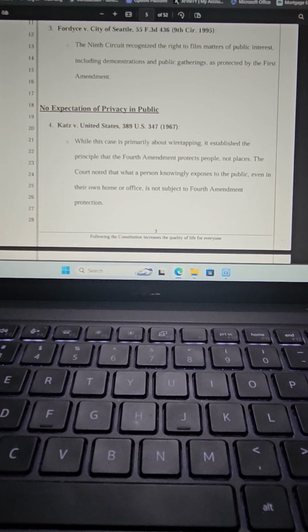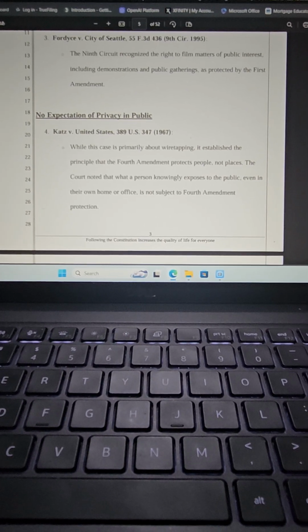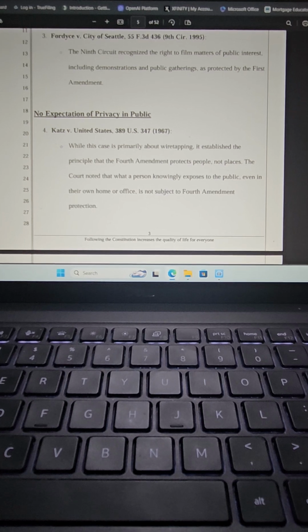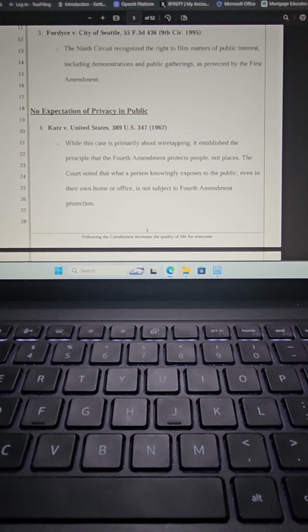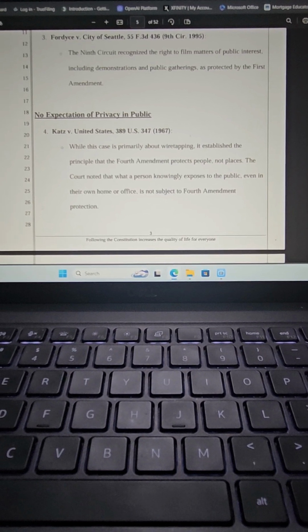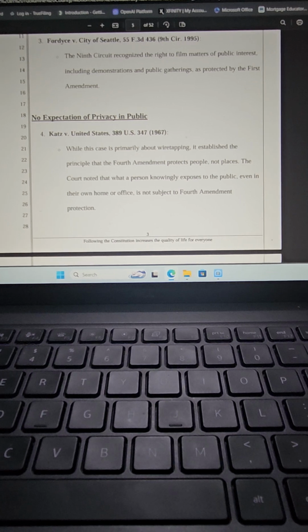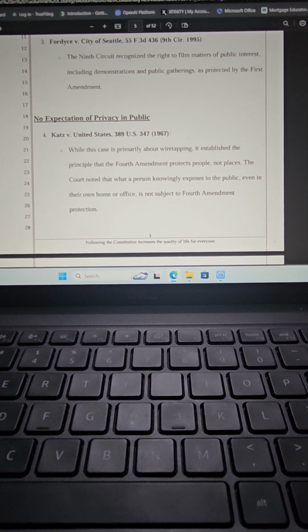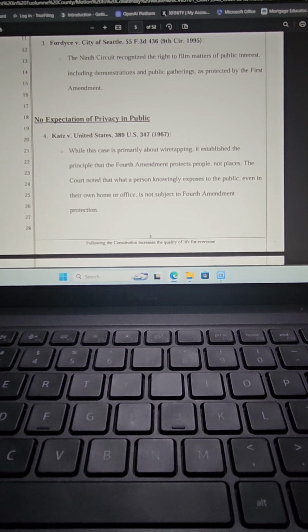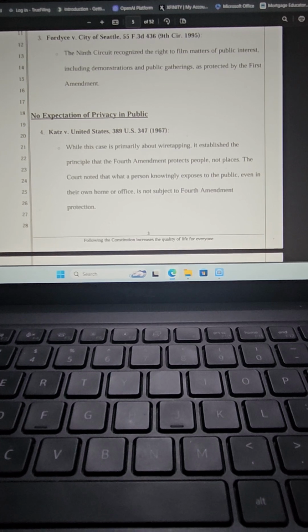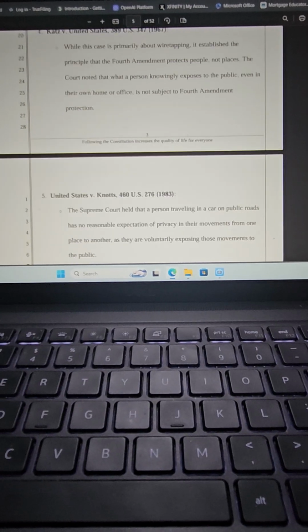Okay, no expectation of privacy in public. Katz v. United States. Well, this case primarily is about wiretapping. It establishes the principle that the Fourth Amendment protects people, not places. The court noted that what a person knowingly exposes to the public, even in their own homes or office, is not subject to Fourth Amendment protection.